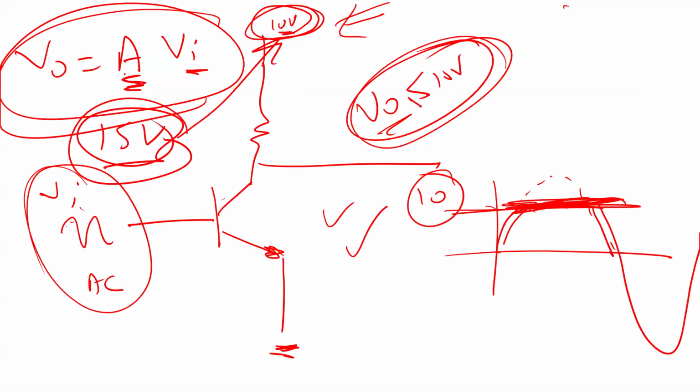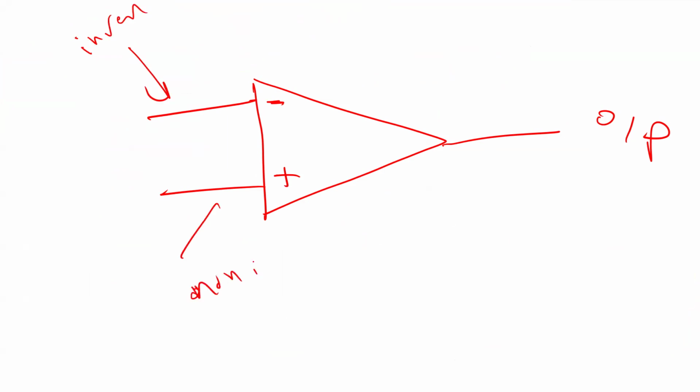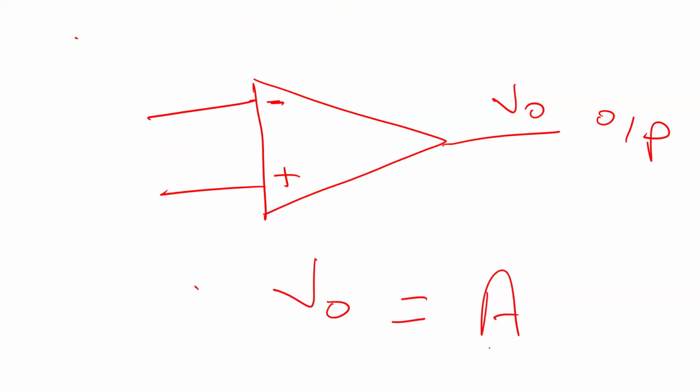Okay, let me make it very simple now. So now I have a circuit, and this is the symbol I can use for the op amp. This is the output, and I have two inputs. This is negative, positive. This one is called the inverting input, and this one is called the non-inverting input. This is an amplifier, by the way. So V output, which is the voltage here, should equal gain times V input. And V input is actually the difference here. So V output should equal gain times V input. It's an amplifier.